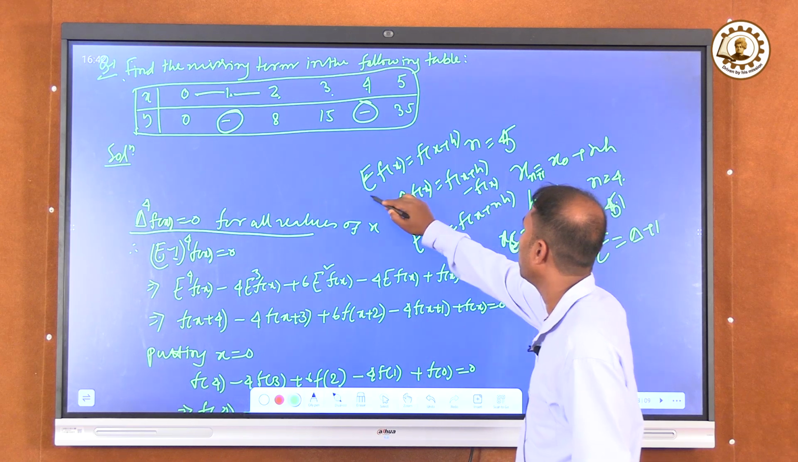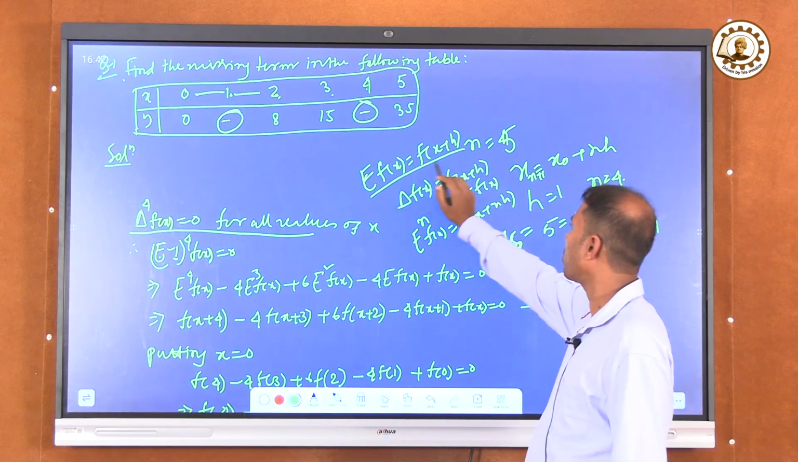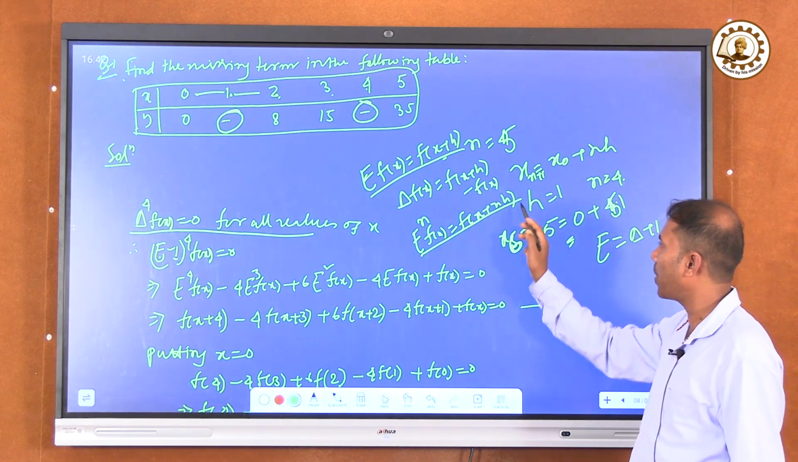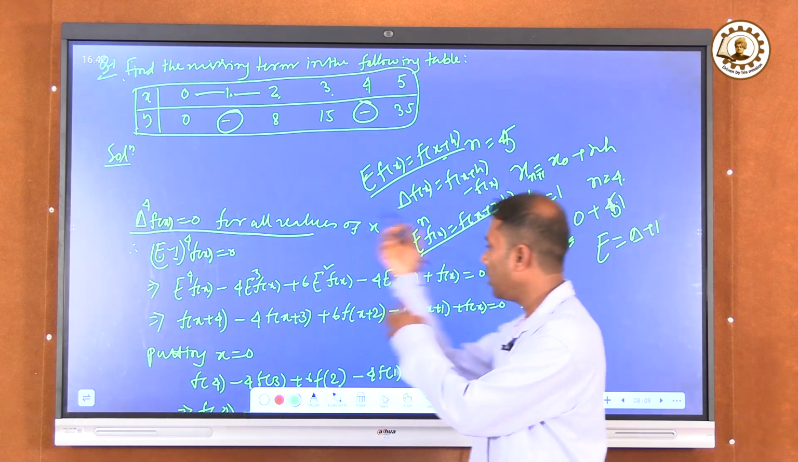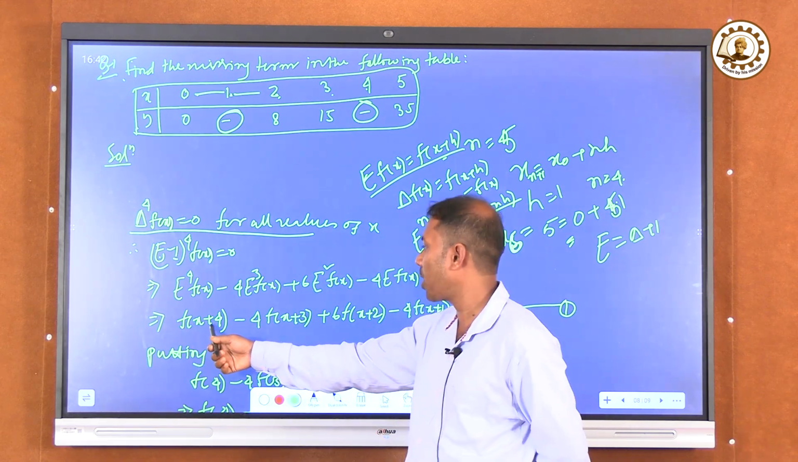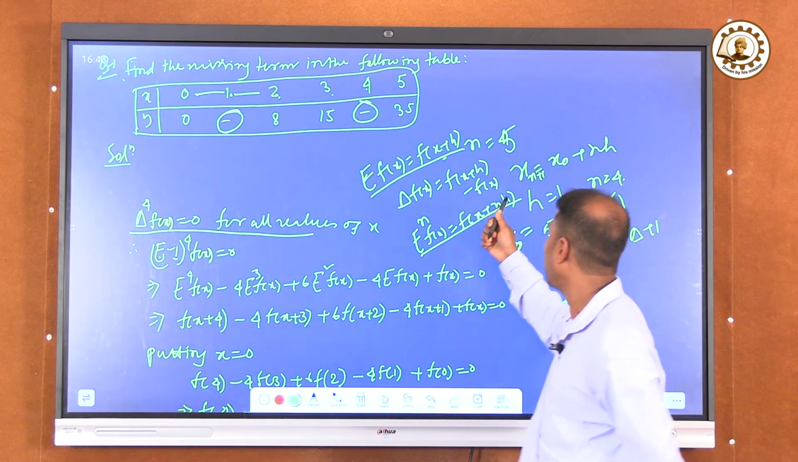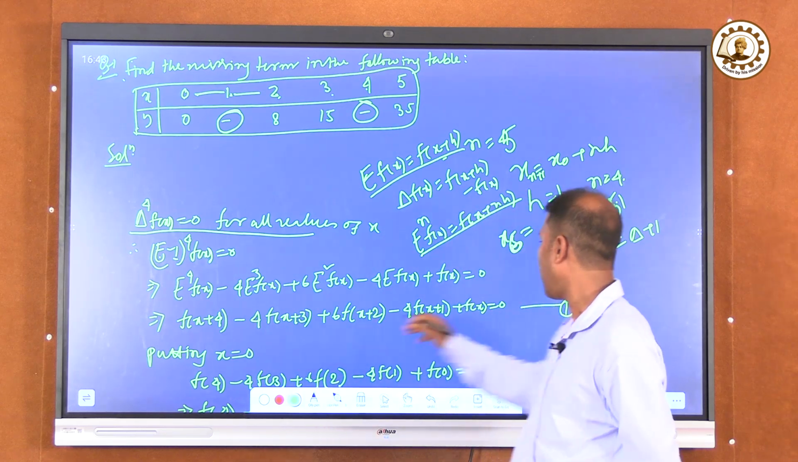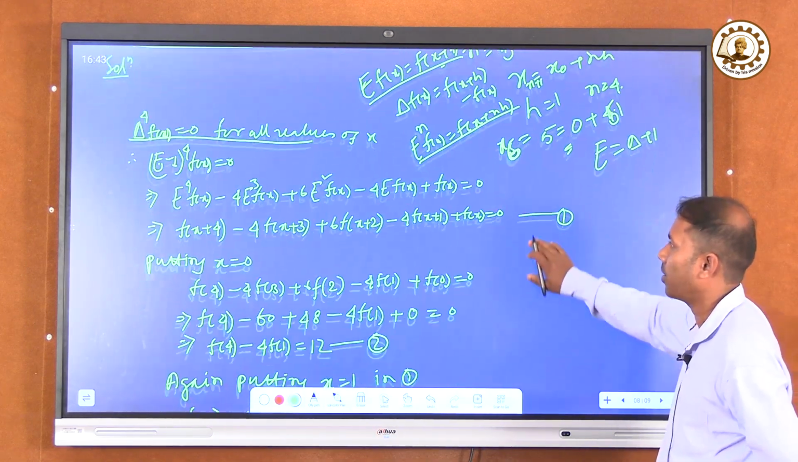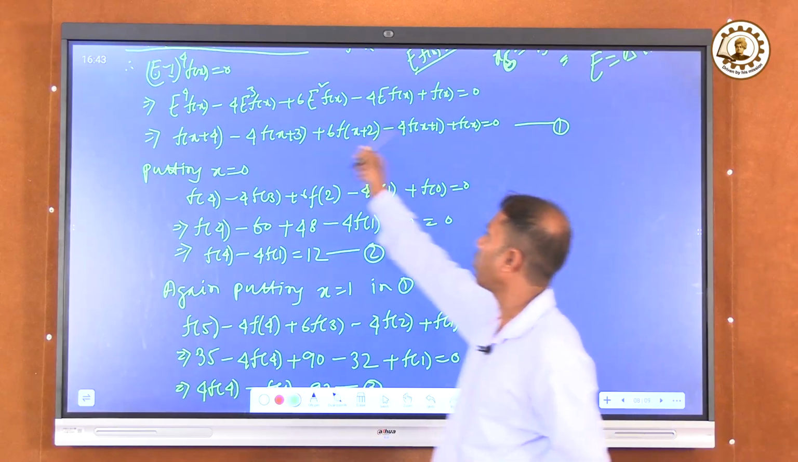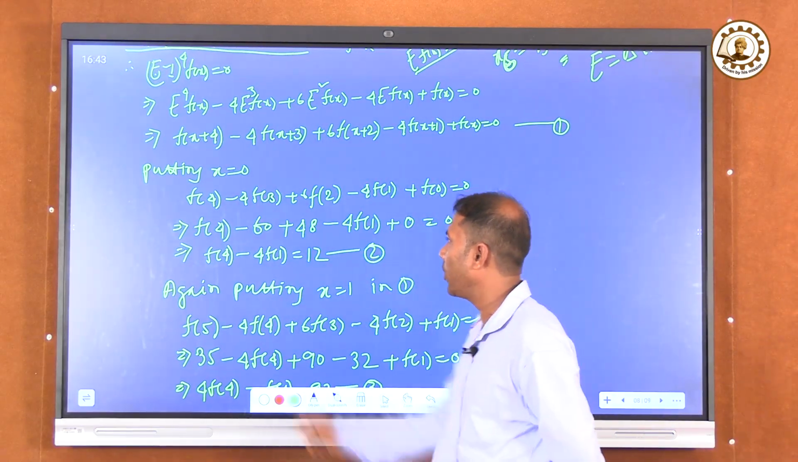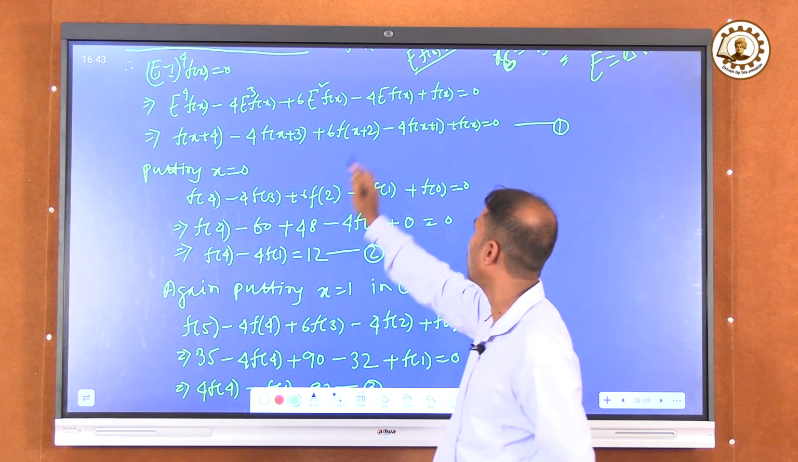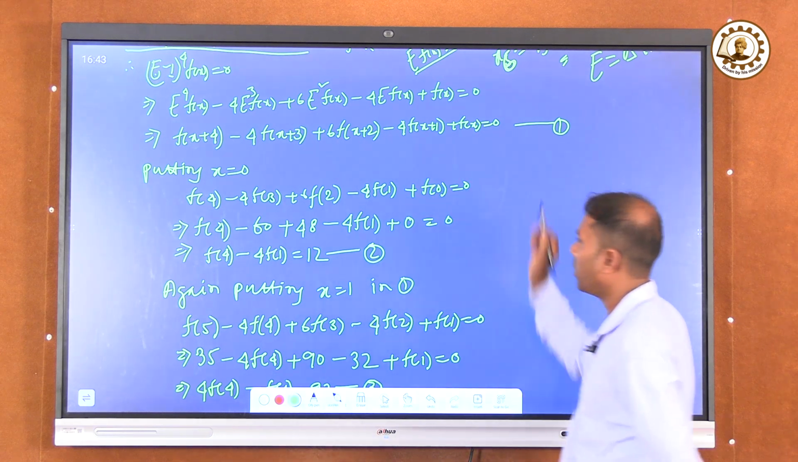And from the definition, E of fx equals f of x plus h, and E to the power n fx equals f of x plus nh. Doing this, we can find f of x plus 4 minus 4 f of x plus 3 and so on, because the space length h equals 1. This is the main equation here. So in this equation, if we put x equals 0, we get f4 minus 4f3 plus 6f2 minus 4f1 plus f0.